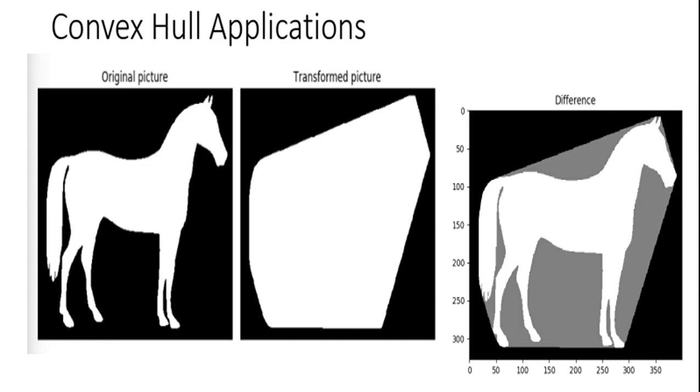And in image processing and recognition, the demands of image processing are robustness, high recognition rate, and flexibility in capturing the shape of the object in an image. This is exactly where the convex hull comes into play. For an example, we can consider here the original image of the horse. The convex hull could be this polygon which we see on the screen.